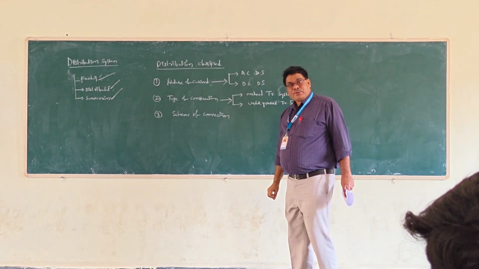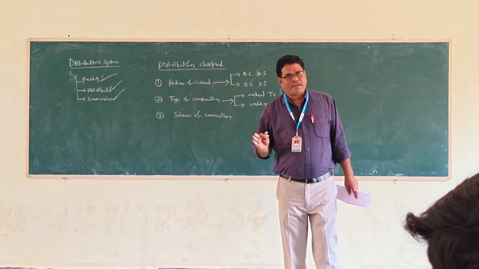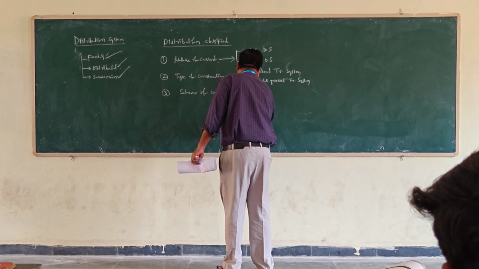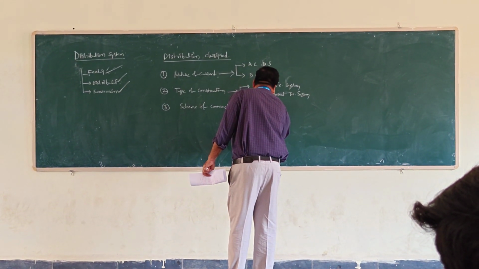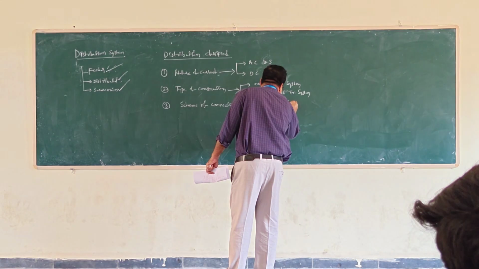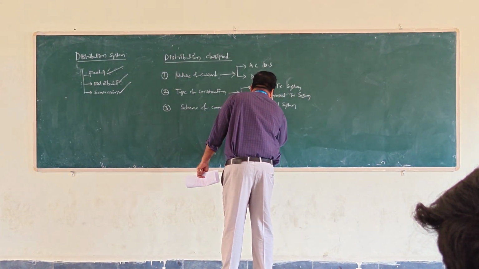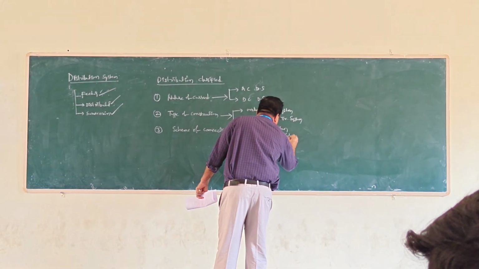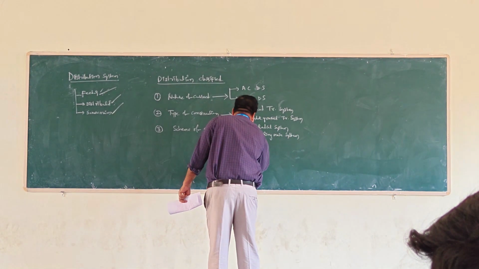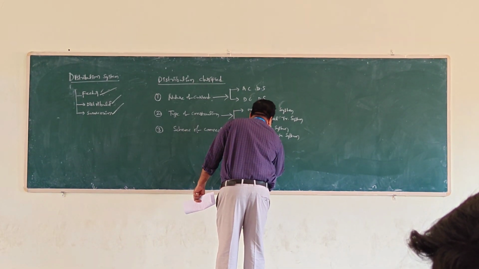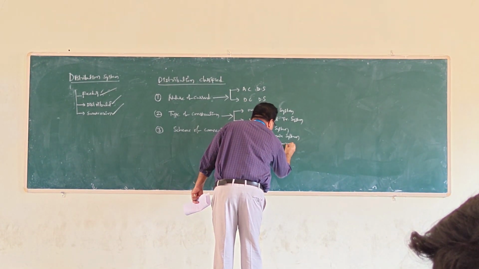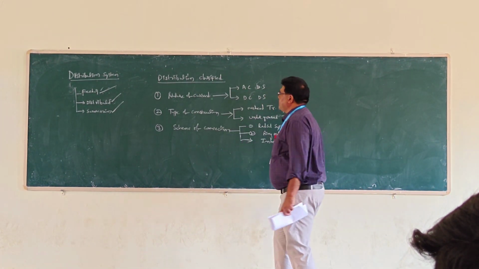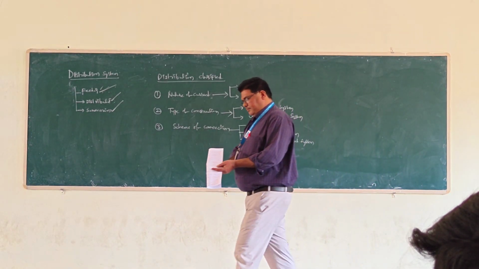According to scheme of connection, scheme means method. According to scheme of connection, they are classified into number one, radial system; number two, ring main system; number three, interconnected system. Okay? Distribution system classified.